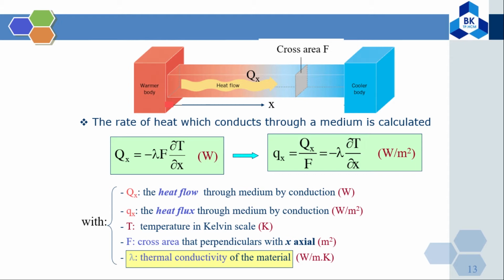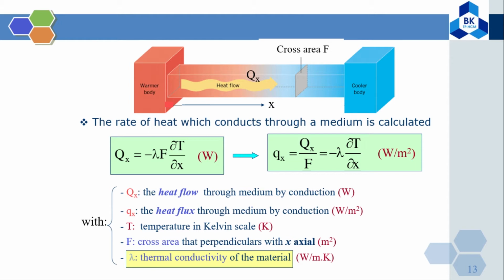This one we use for the area F. In case we consider just 1 unit of area, q small x equals Qx divided by F, equal to minus lambda delta T divided by delta X, and the unit is watt per square meter. In this equation, Qx is the heat flow through the medium by conduction, and q small x is the heat flux through the medium by conduction.